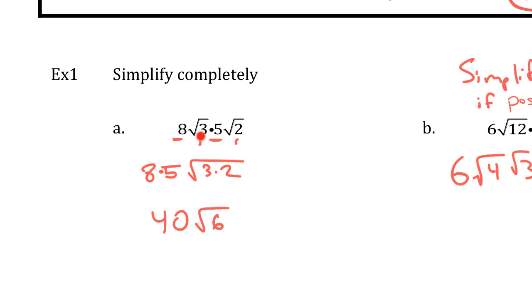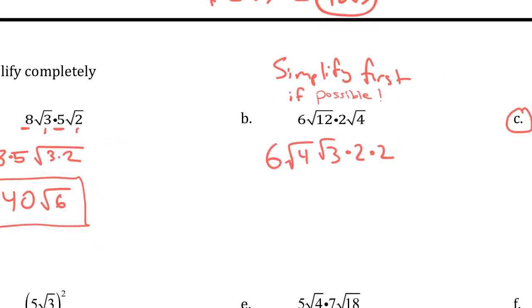Okay? Square root of 3, square root of 2. Those are my inside ones. I'm going to multiply them together and go to square root of 6. So, you would probably do this problem by going straight to 40 root 6. It's pretty fast. Outside times outside, inside times inside. Let's look at problem B.